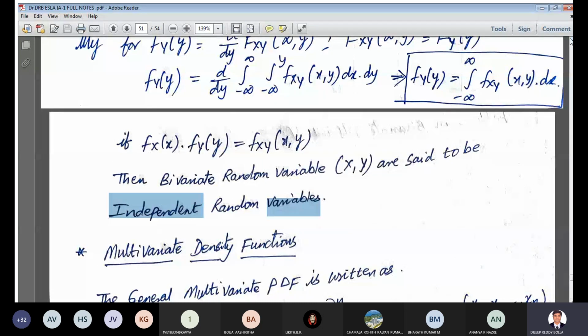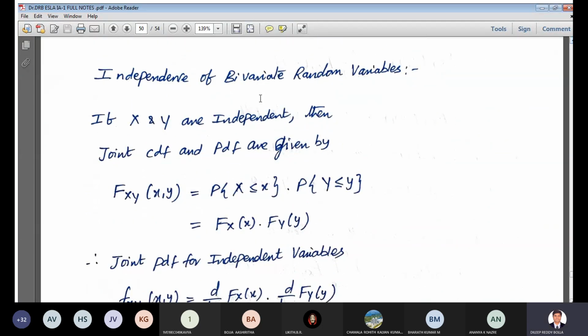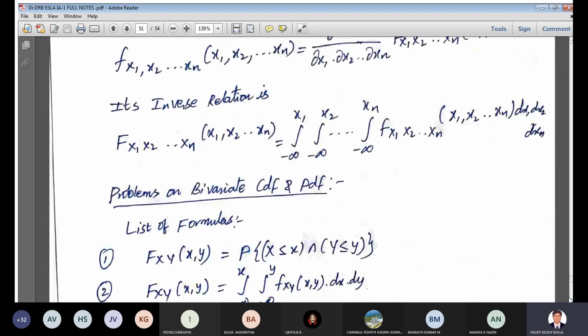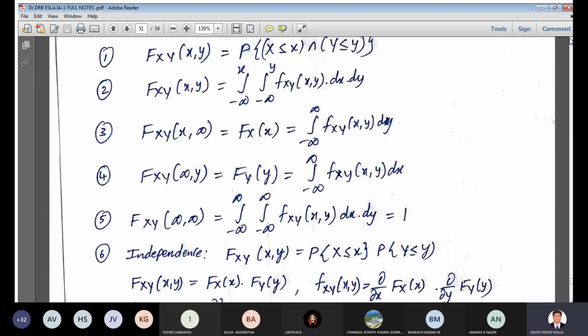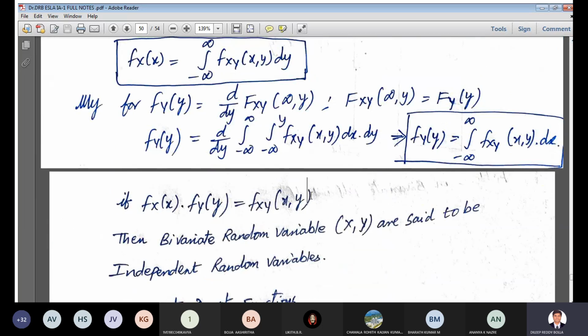What is this concept we are trying to see now? It is the independence of bivariate random variables. Its final conclusion is what? If you want to find the value in two dimensions, it can be evaluated by using only the x and y parameters. You can do it because they are independent in nature. Okay. Any doubts in this so far?